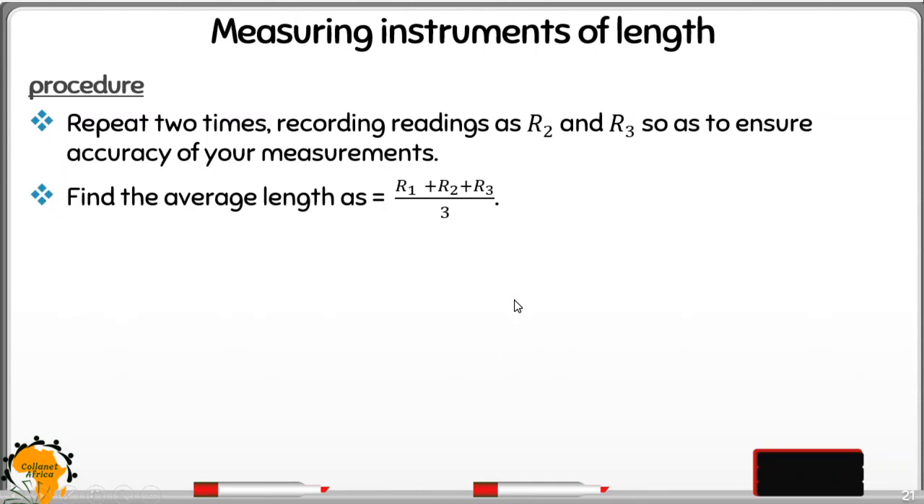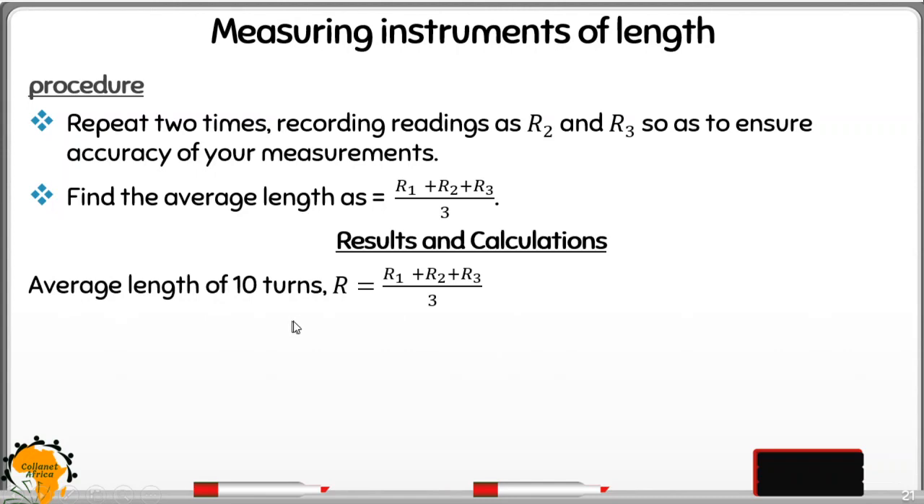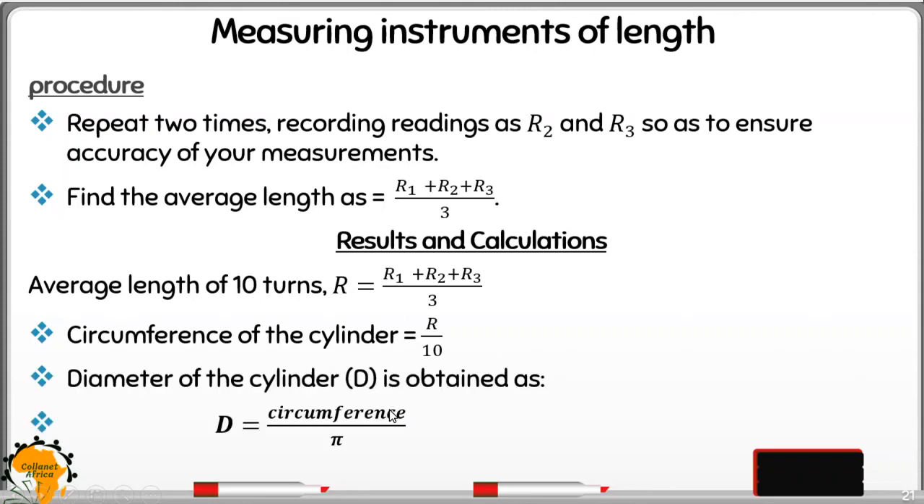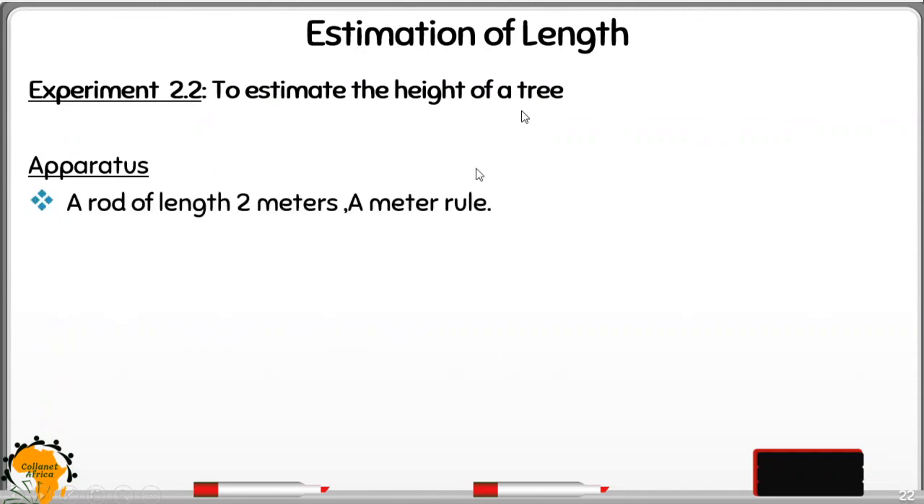Then, remember we wanted to get the circumference. So this one is our average. The circumference will be r divided by the number of turns. We had made 10 turns, so you divide r by 10, you get the circumference. If you want to proceed to get the diameter, then you know that diameter is given by the circumference divided by pi. That way, we are able to get the diameter and the circumference of our curved measuring cylinder. Then we move to estimation of length.